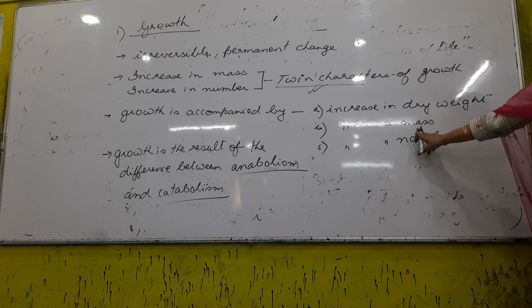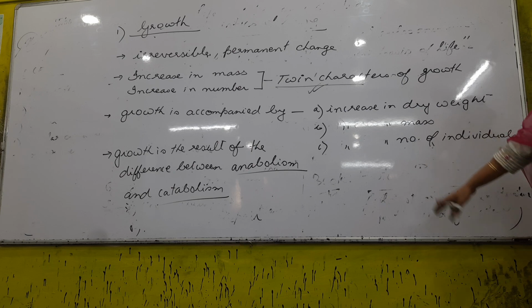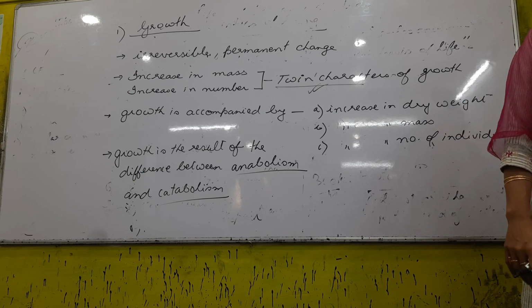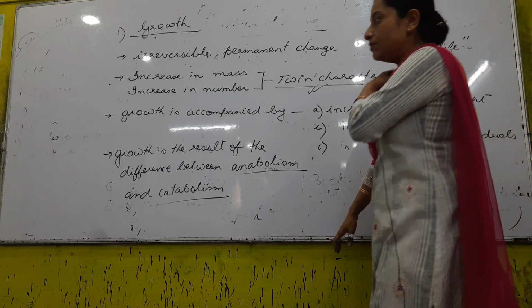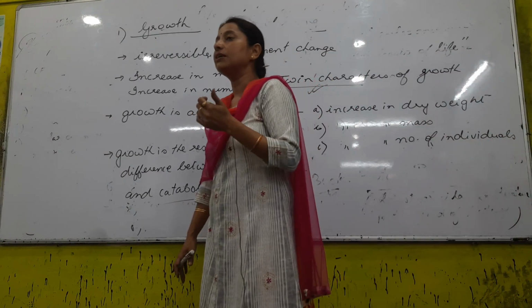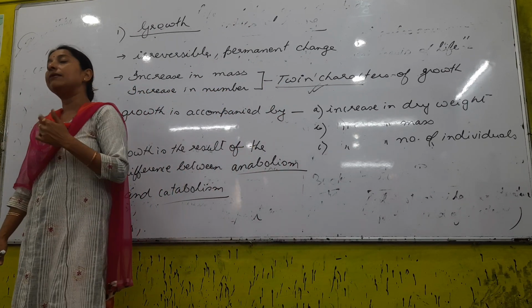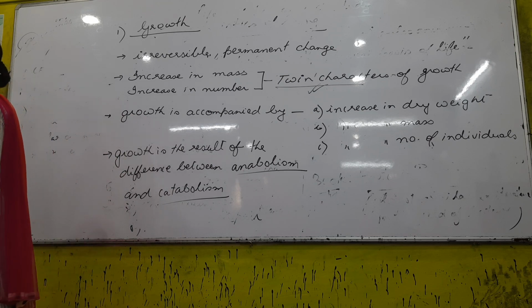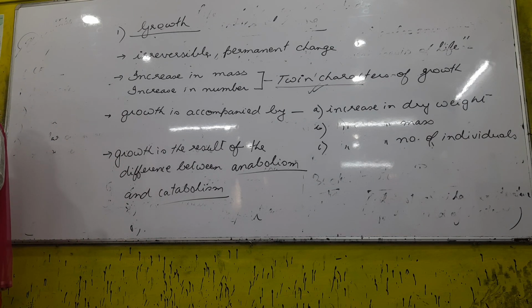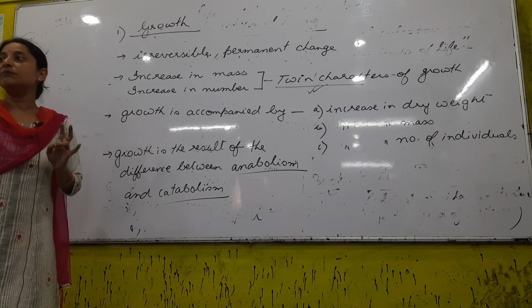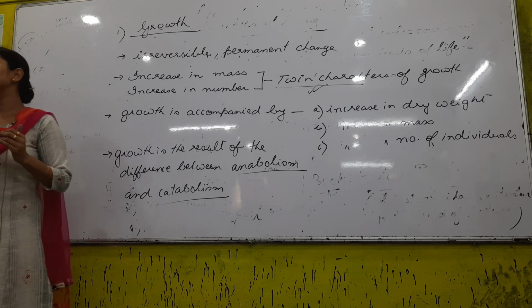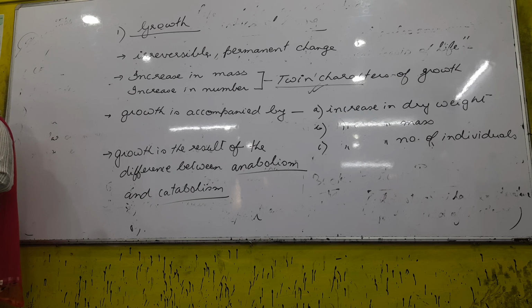We can study growth by studying the fresh weight or mass, and also the number of individuals, especially for unicellular organisms. When we talk about growth, living organisms are generally unicellular or multicellular. If I ask, do unicellular organisms grow? Do multicellular organisms grow? Both grow, because they are living. Which one is more easily noticeable? Obviously the multicellular growth is more easily noticeable.